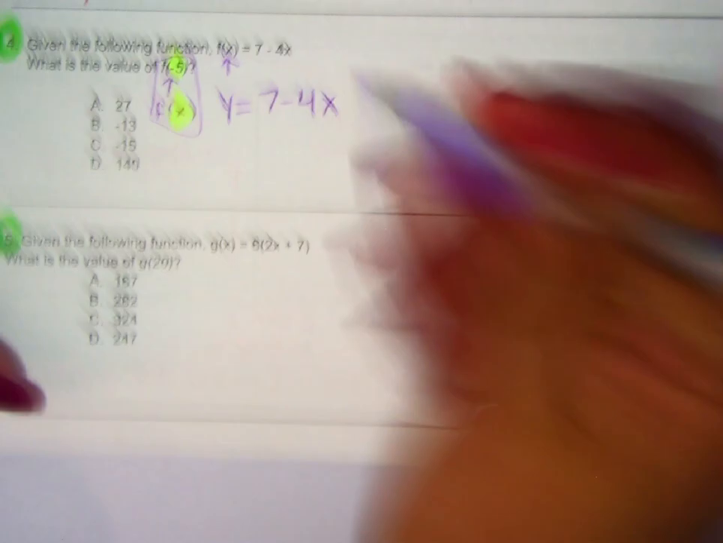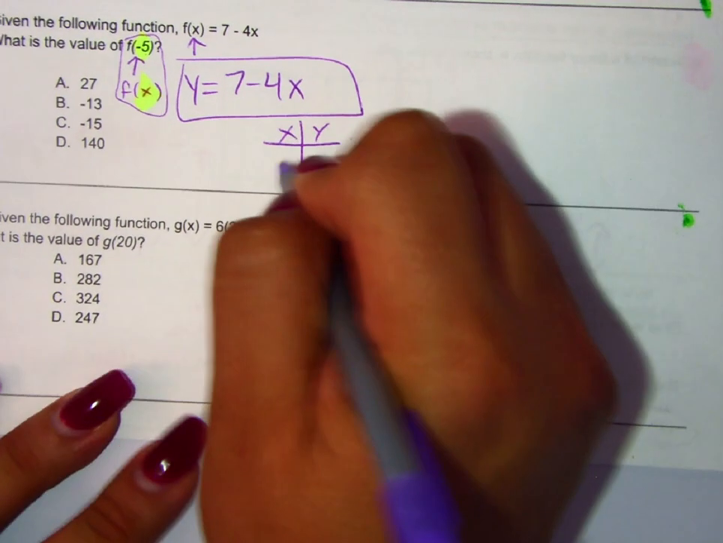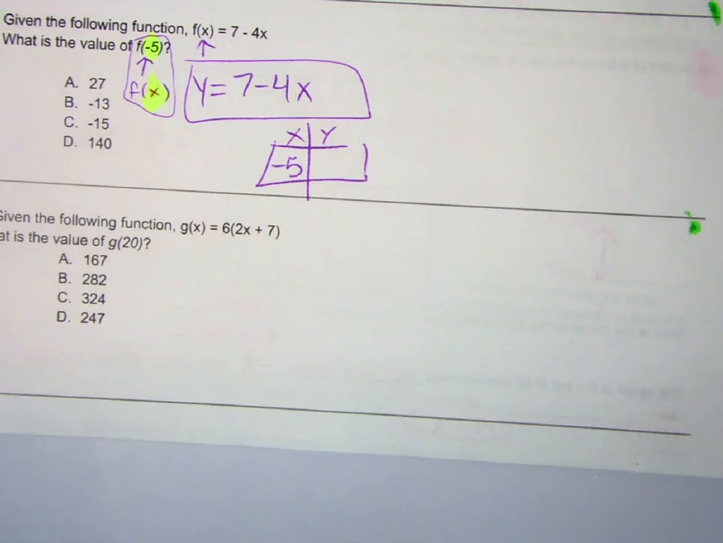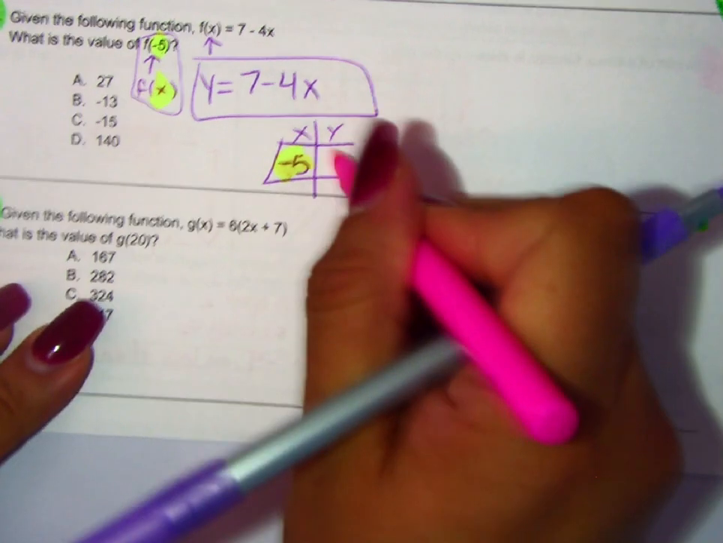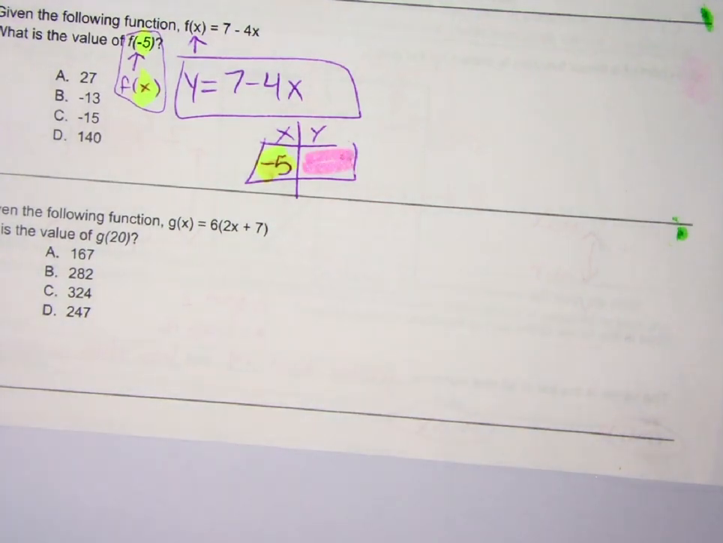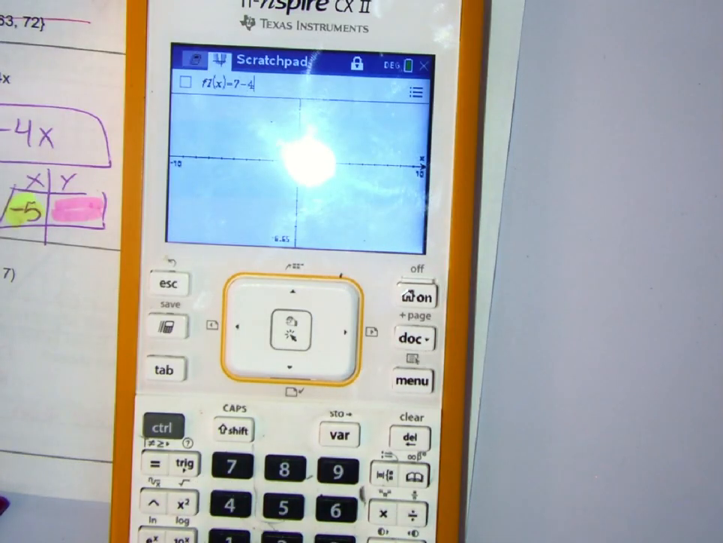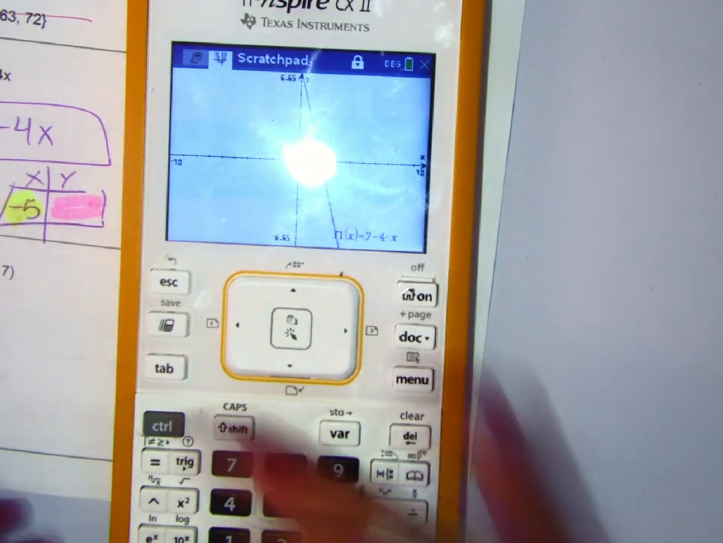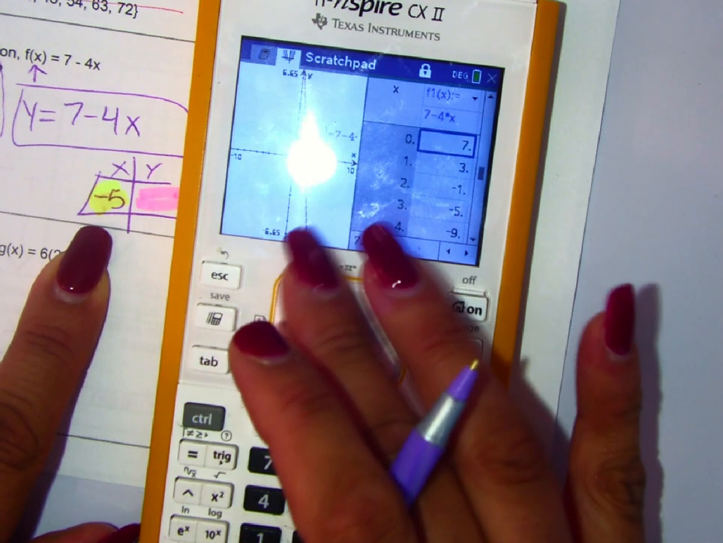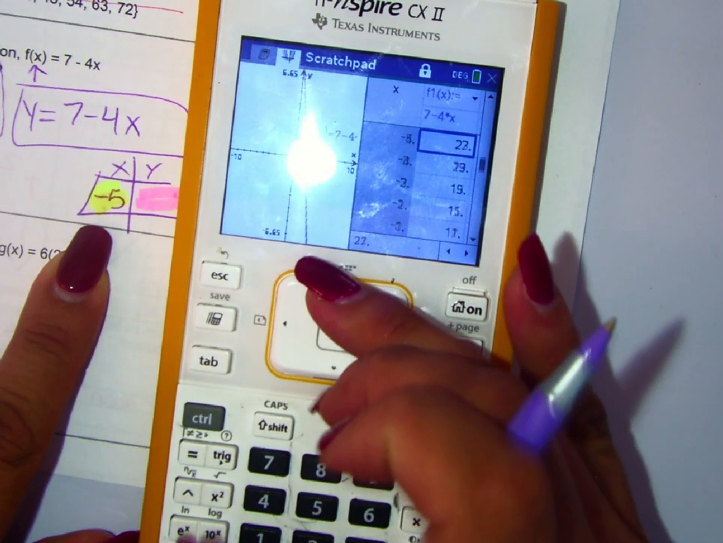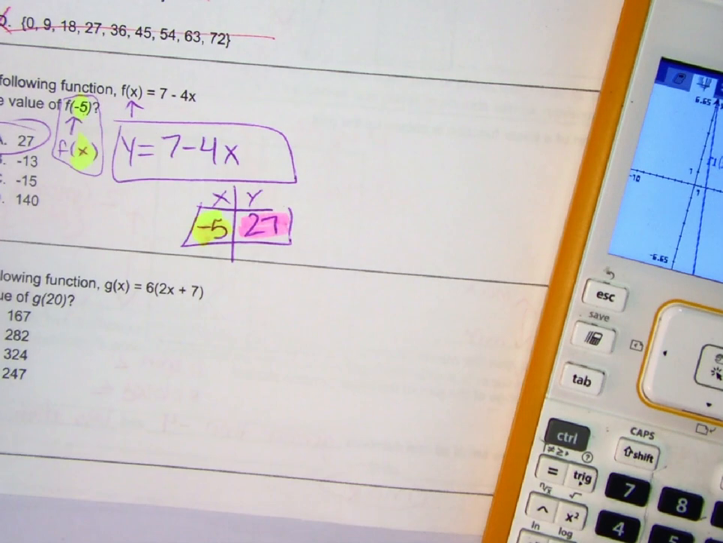So if you were to analyze the table for this equation, you're looking for when x is -5, what is the y value? Your analysis can be done algebraically or graphically. If you're doing it graphically, you will go graph this function, 7 minus 4x, graph it, go to table, and find out when x is -5, what is your y value? So here they have 27 as an answer. And if you notice, 27 is an answer as well.